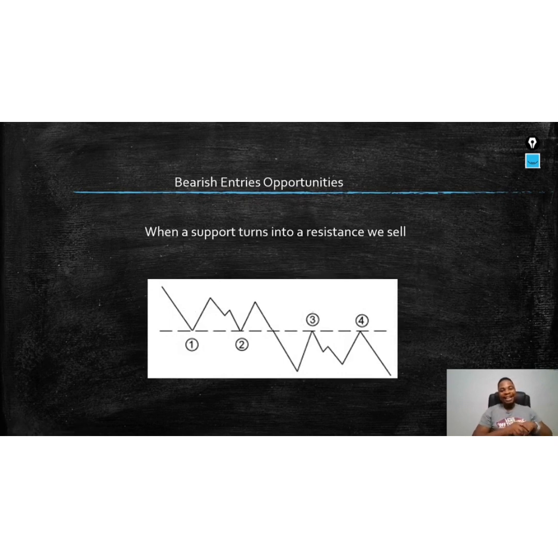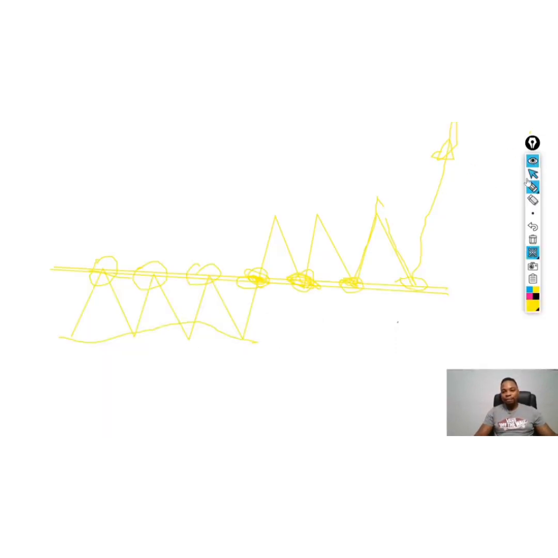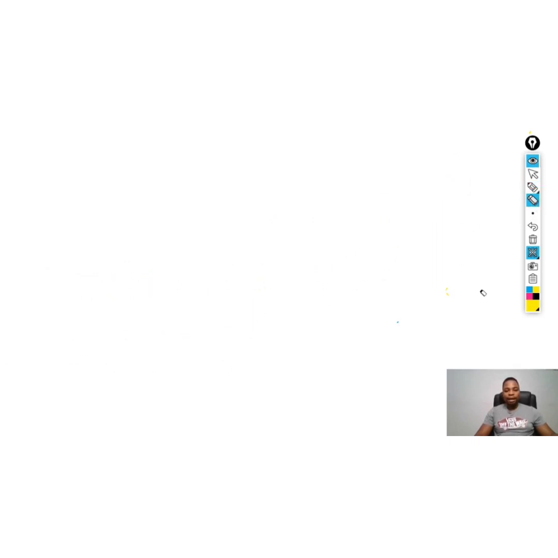For bearish entry opportunities, it's more likely the same, but it's not the same. You also have to have this strategy in point. When a support turns into a resistance, we sell. In this case, it's mostly in a downtrend. It's no longer the same as the previous one, where it was an uptrend. We were going up on the previous one, but on this one, it's more of a downtrend.